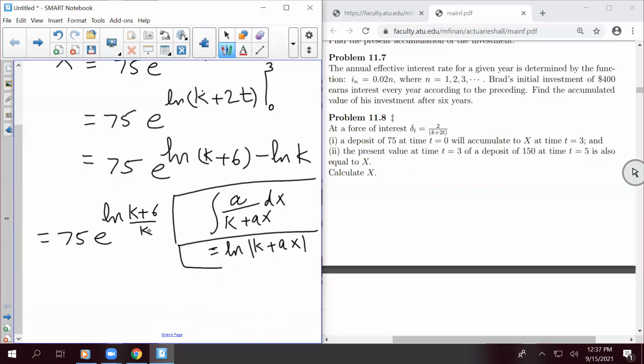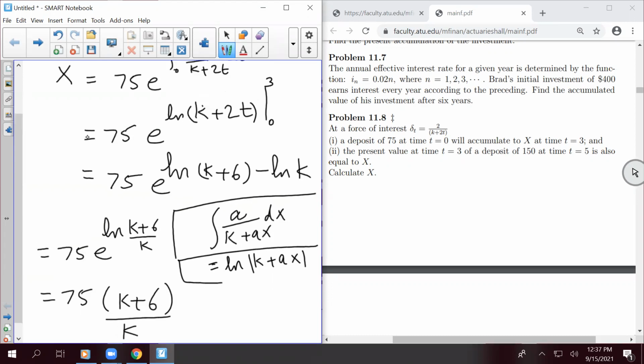Why did we combine these two logs? Just because I can doesn't mean I should. Right, because I want to cancel this e and the ln, and the way I can cancel it is I have to have a single log term. That's why I wanted to write it this way. Now the e and the ln cancel and I get 75 times k plus 6 over k. So that is what I get from the first condition. This is my equation number one: x equals 75 times k plus 6 over k.